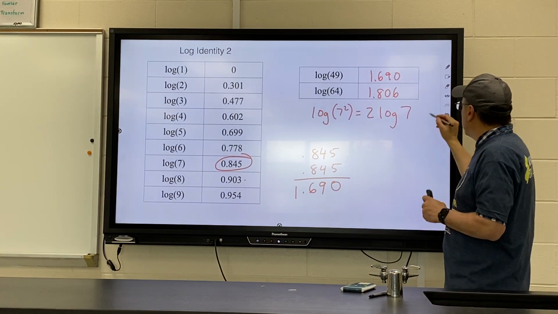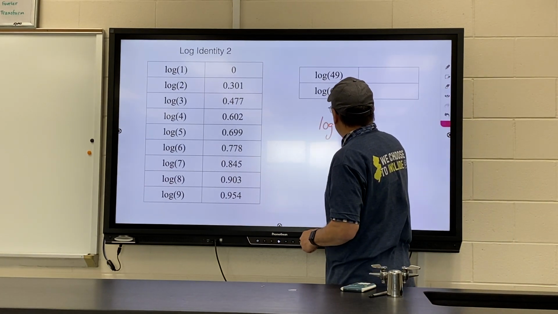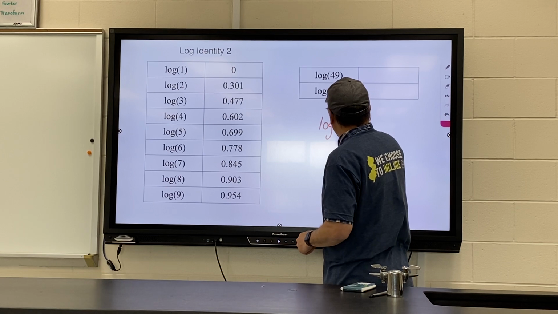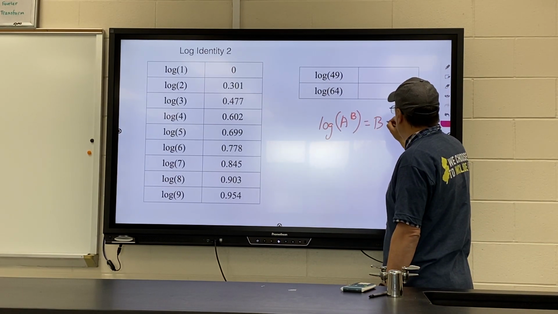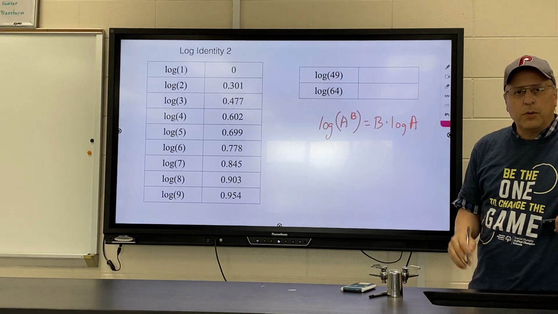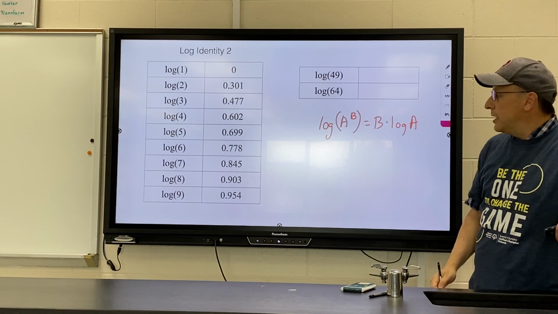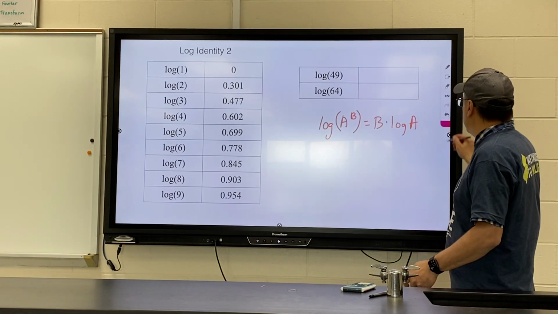All right, so that is our second identity. One more time, I'm going to rewrite it because I erased it. Log of a to the b is the same as b times the log of a. It simplifies what would have been a very hard process, especially when this b value becomes larger and larger numbers.